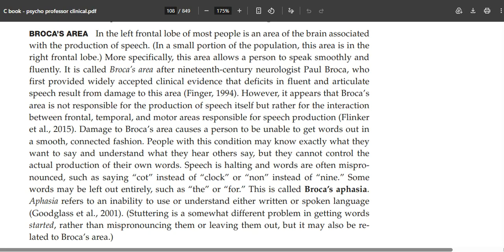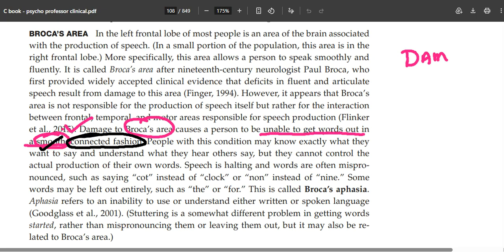So there are some other areas responsible for speech production, and with the confluence of the frontal, temporal, and motor areas responsible for speech production, we are able to speak fluently and smoothly. Now, what will happen if this area gets damaged? Damage to Broca's area causes a person to be unable to get words out in a smooth, connected fashion.